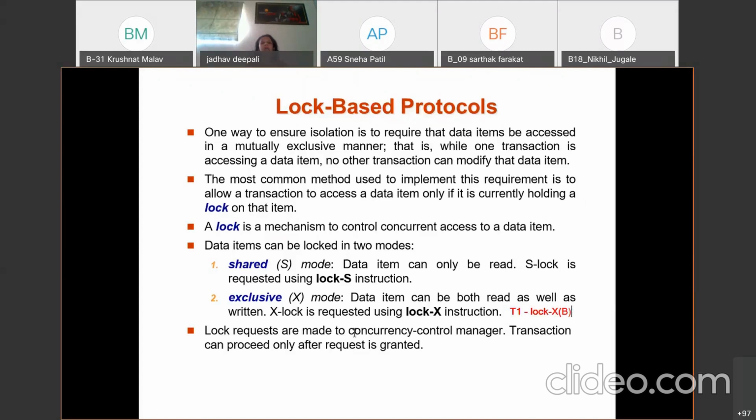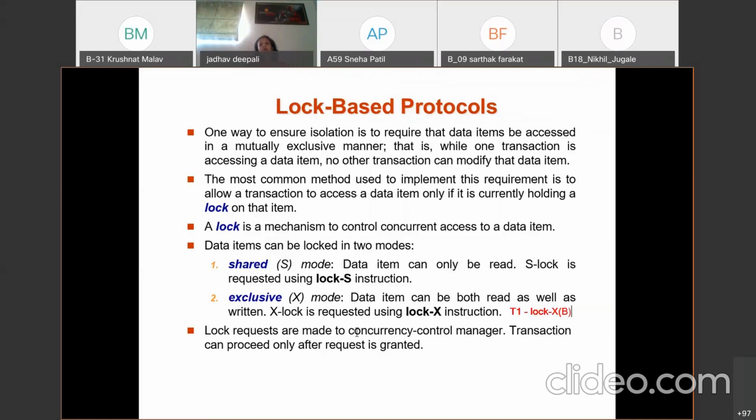Now see, there are two locks, shared lock and exclusive lock. So always remember the difference. Shared lock is for reading only and exclusive lock is for both read and write. This question is normally asked in your oral. Explain lock-based protocol, which we are going to see, two-phase locking protocol and these locks. Such kind of question is normally asked in your oral.